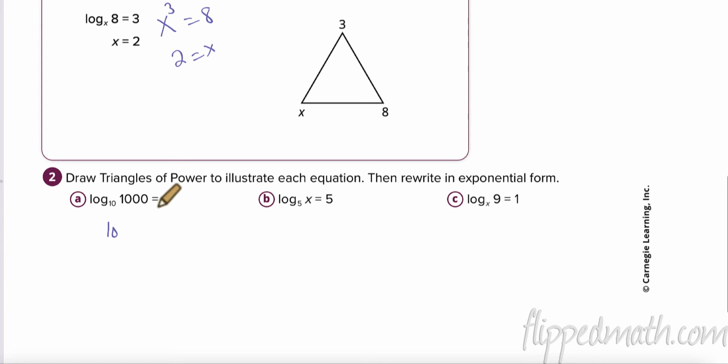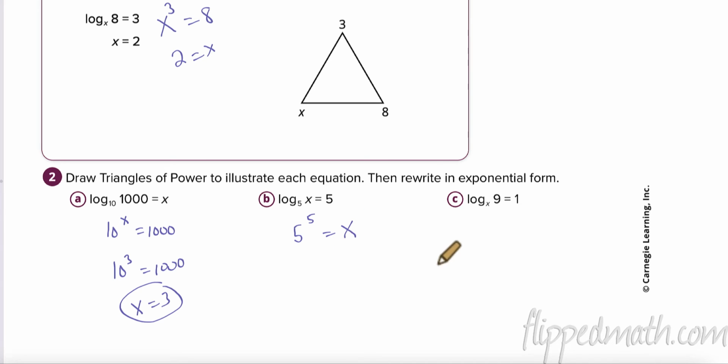So 10 to the x power equals 1,000. What 10 to what number equals 1,000? 10 to the third equals 1,000. So x equals 3. Over here, 5 to the fifth power equals x. What is 5 to the fifth power? 5 times 5 times 5 times 5 times 5 is 3,125. All right, so go ahead and pause the video and draw the last one.